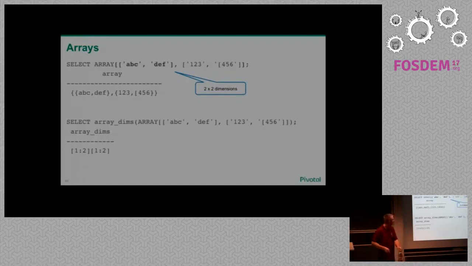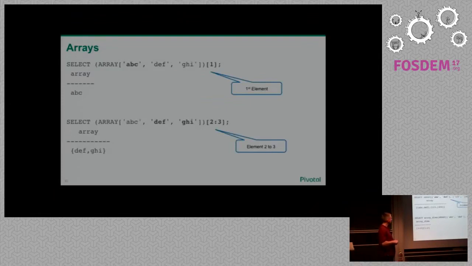Sorry. So here we have a 2-dimension array. It's my first dimension, my second dimension here. And if I select this as an array using the array constructor here, you see I get my 2 values, and in my second dimension here. I can also ask Postgres how many dimensions I have. So it tells me, okay, this is 2 here.